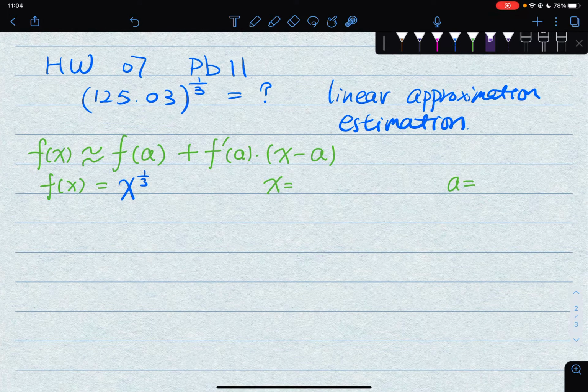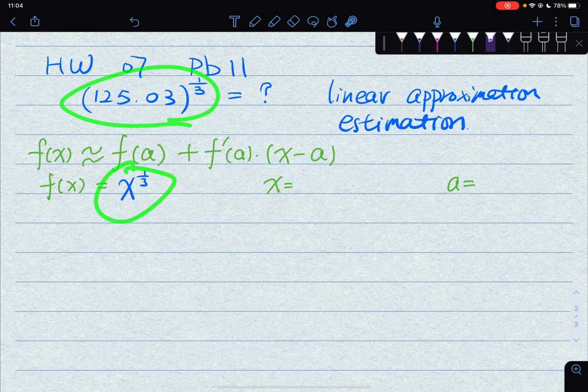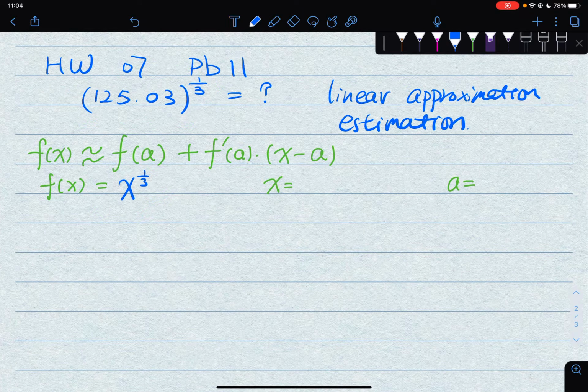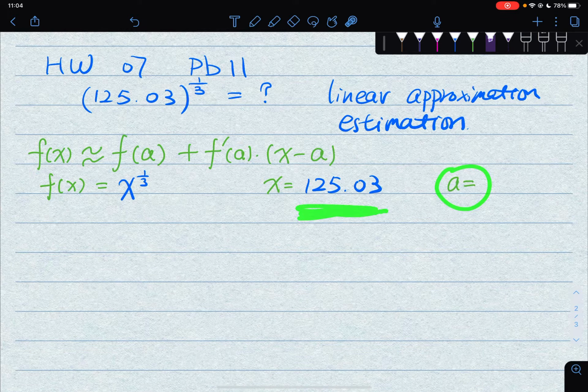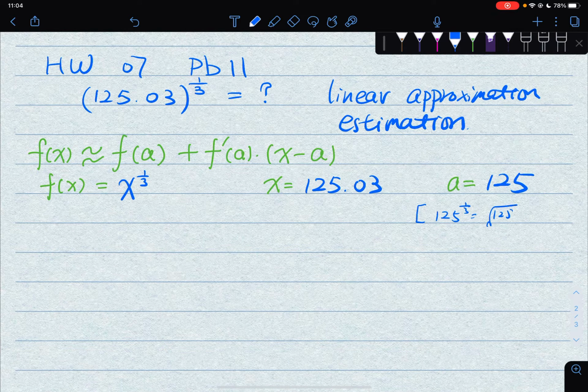And therefore, by combining this and that expression together, it's relatively intuitive that your x is 125.03, which you will need to find later. You want your a to be a number that's close to your x, but also easy to evaluate in the original function. So we are going to decide to end up with 125 here. And just a quick comment, 125 to the power of 1/3, 125 takes cube root, is exactly 5. So f of a is quite easy to evaluate.